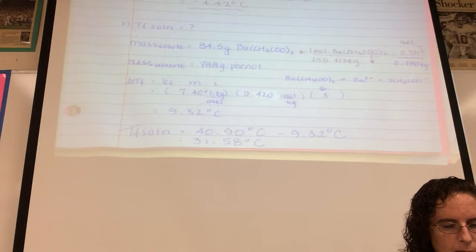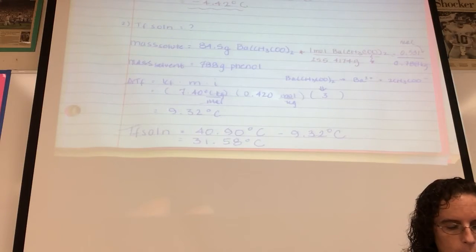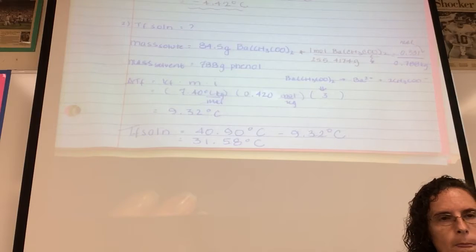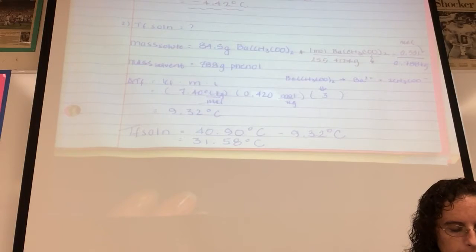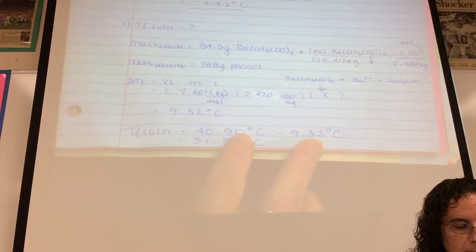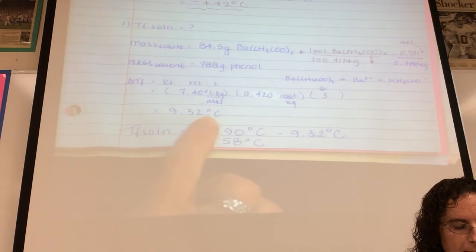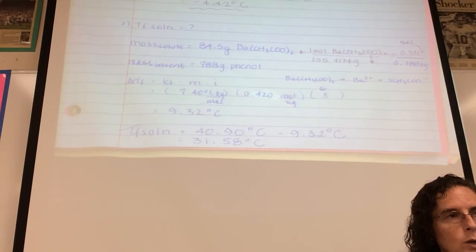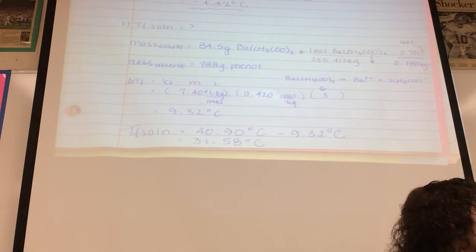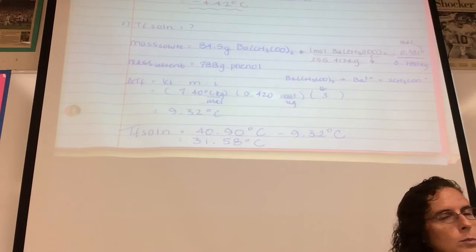in 788 grams of phenol. Say it again? No, because when you subtract, you go to the least number of decimal places. You maintain the 3 sig figs here. You have the 100th place in both instances, and you maintain that. When you add or subtract, you go to the least number of decimal places.